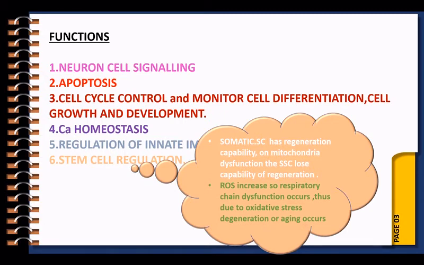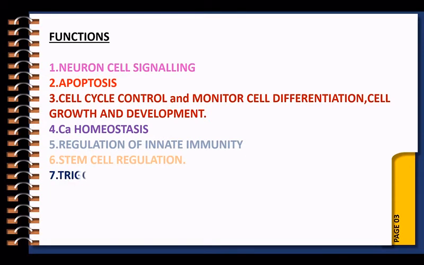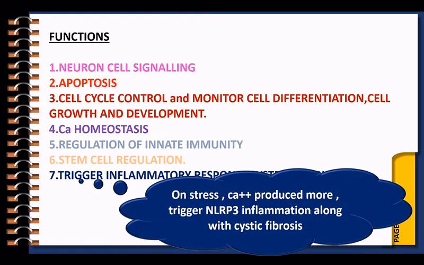Next is triggering inflammatory response systemically. Systemically means to the whole body. On stress, calcium is produced more because of the damage to the cell. They trigger NLRP3 inflammasome, which is produced in plasmodium diseases. This inflammation triggers an inflammatory response all over the body along with cystic fibrosis, that is, mucus and other secretory molecules will get thickened by this. So it triggers the response systemically.